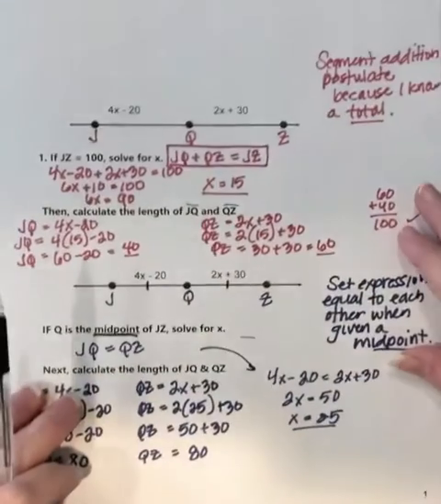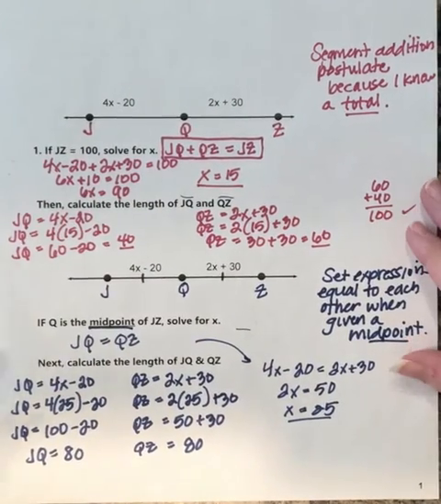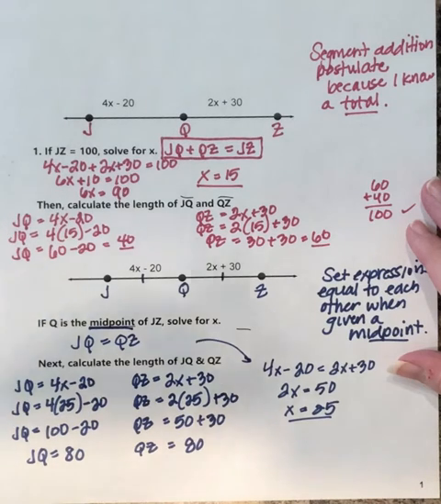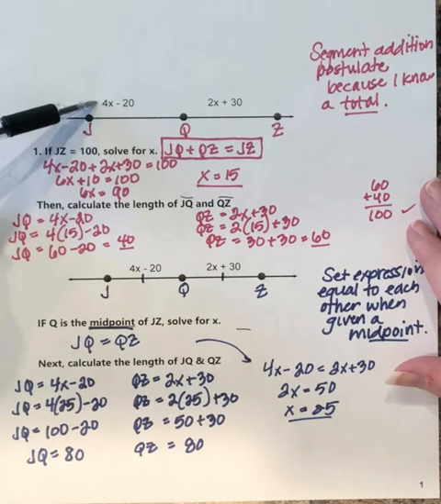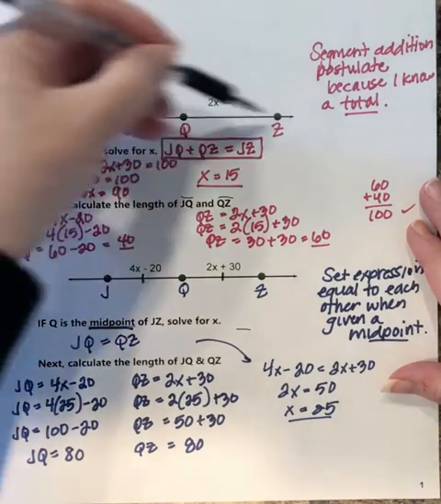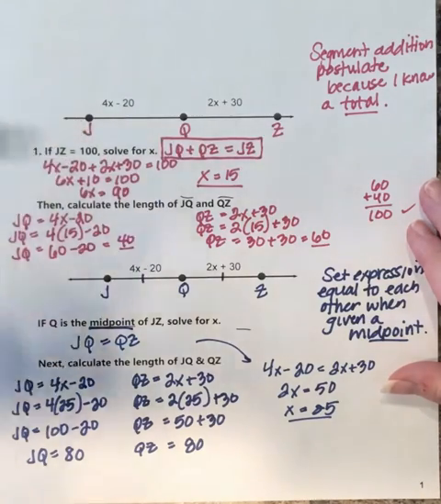So for a couple of examples here, I have two different examples on this page. The figure looks the same, but we'll find out that looks are not everything. So for the first problem, I have a line, points on the line J, Q, and Z, and I have JQ marked with 4x minus 20 and QZ marked with 2x plus 30. In this problem, I'm given that JZ equals 100. So I'm given that the whole thing is worth 100, and that's the only information that I'm given.